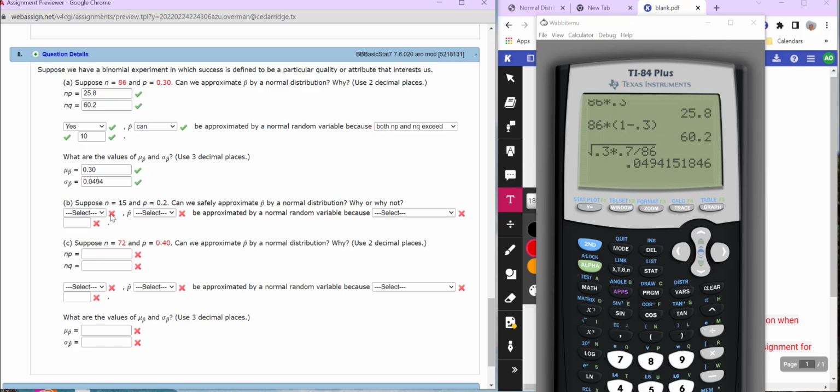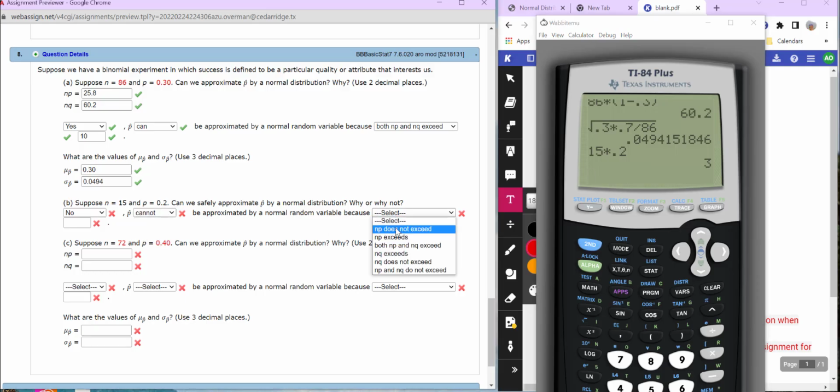All right. Now, suppose n is 15 and p is equal to 0.2. Can we approximate p hat by a normal distribution? Well, we're going to say no. And why am I going to say no? Well, if I go 15 times 0.2, you see the answer is 3. We cannot use a normal distribution because np does not exceed 10. It has to at least be 10.